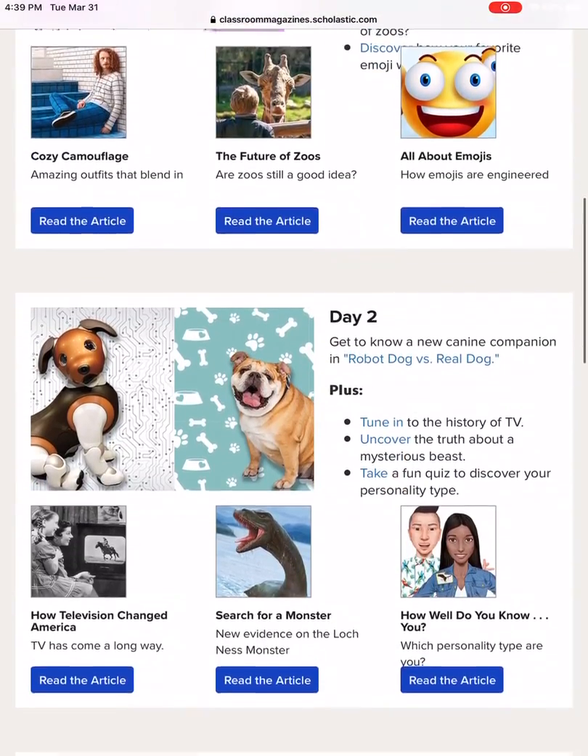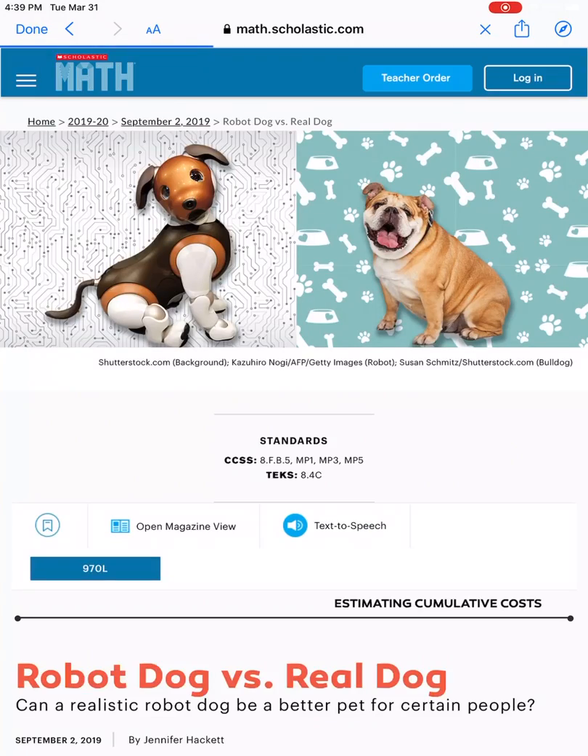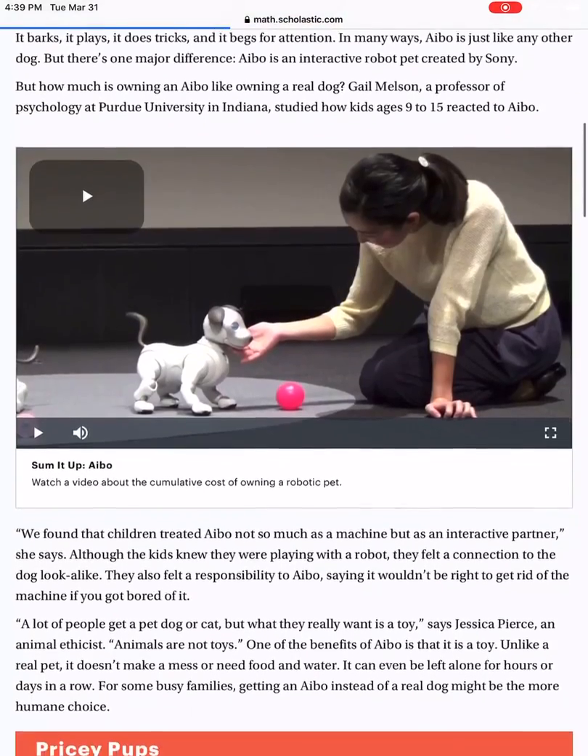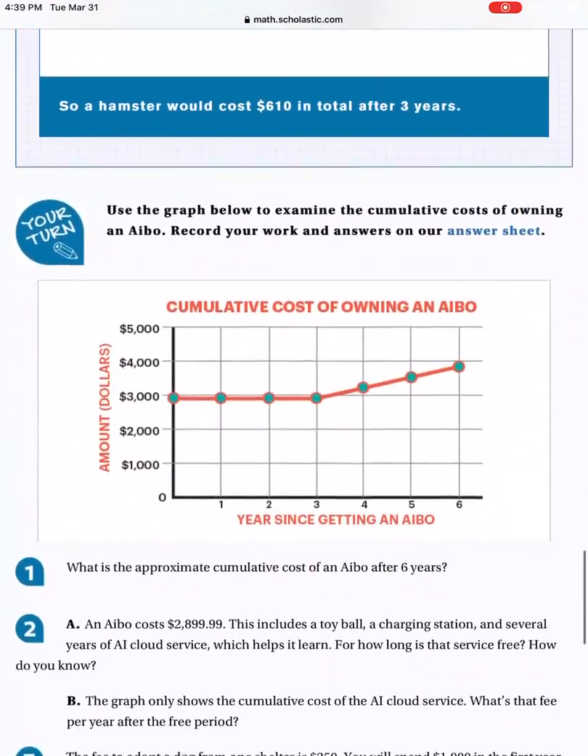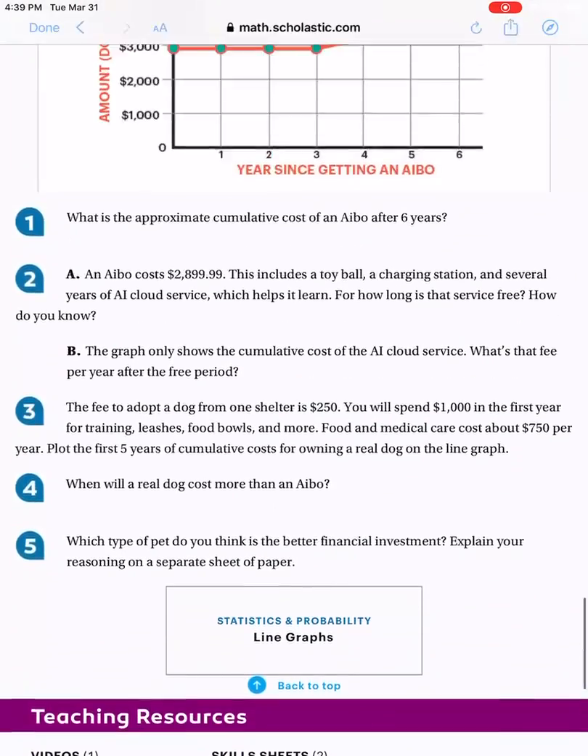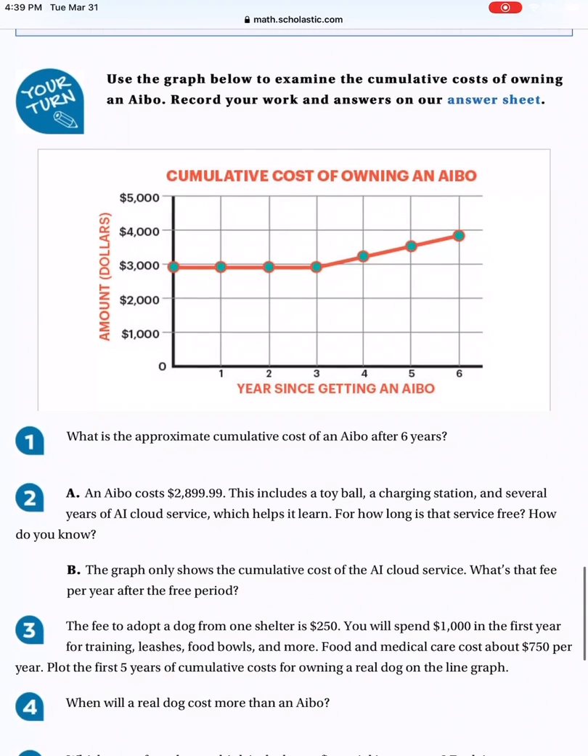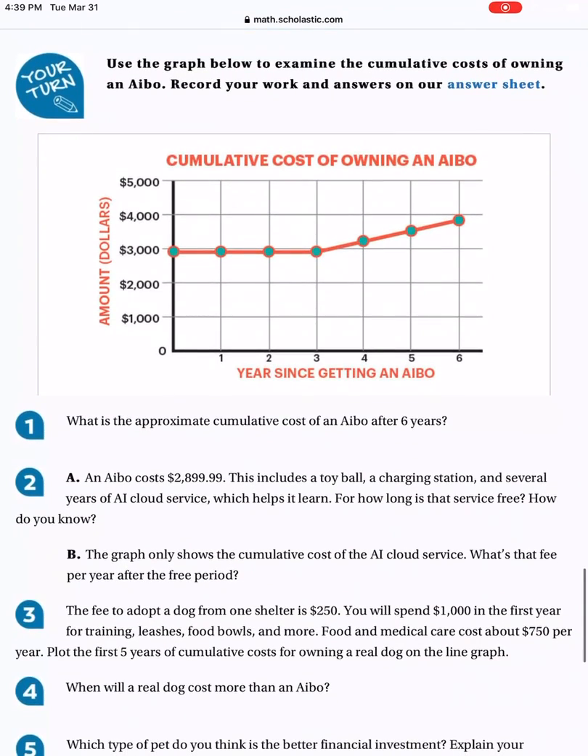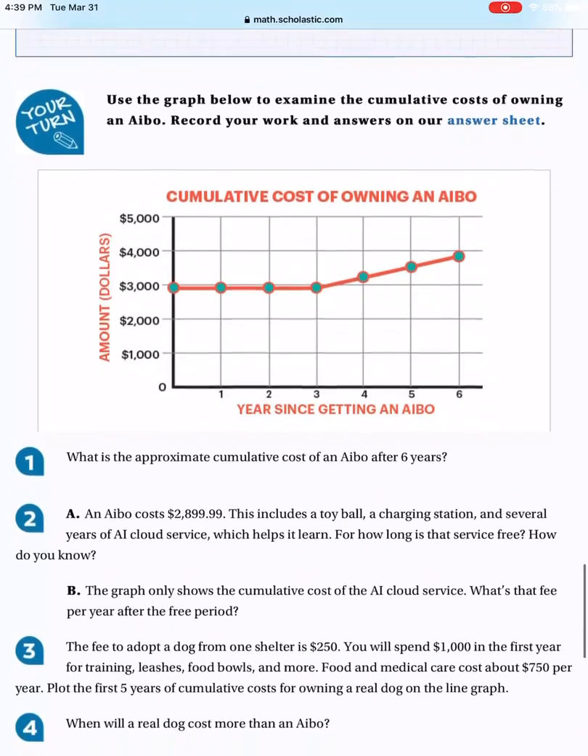Here's day 2. Which reading do I want to read? Maybe I want to read this one about robot dogs versus real dogs. I know when I get finished reading this article, which is pretty interesting, especially if you like dogs, at the bottom I'm seeing that, wait, this is not English, this is math, and that is fine. You will have to answer these questions and show me your work, because guess what? I have an answer sheet as a teacher.